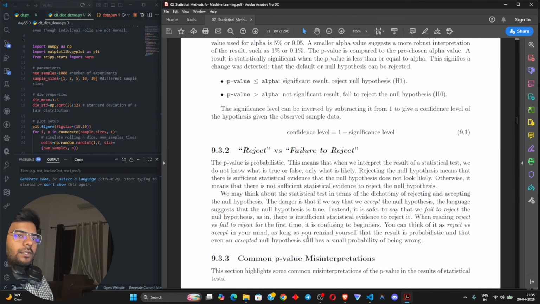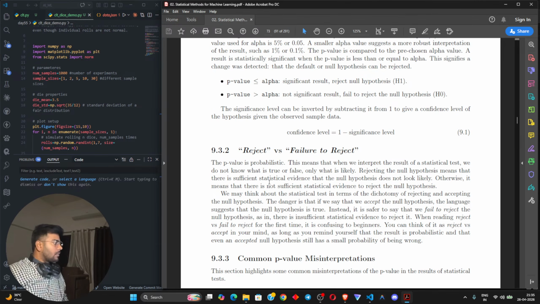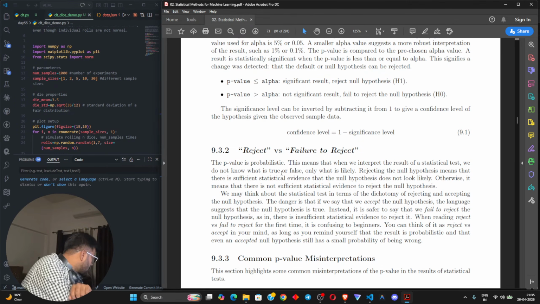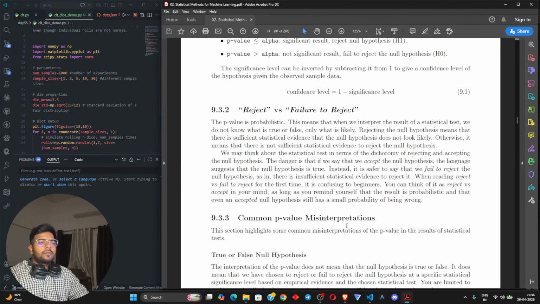Reject versus failure to reject. The p-value is probabilistic. This means that when we interpret the result of a statistical test, we do not know what is true or false, only what is likely. Rejecting the null hypothesis means that there is significant statistical evidence that the null hypothesis does not look likely. Otherwise, it means that there is not sufficient statistical evidence to reject the null hypothesis.